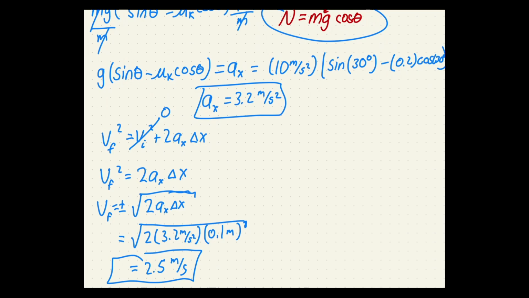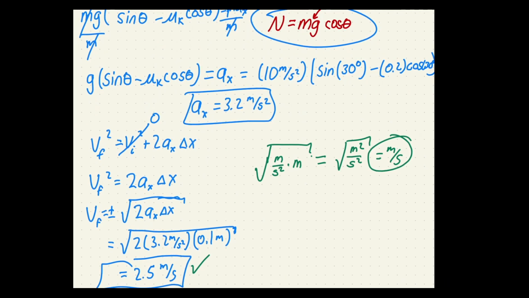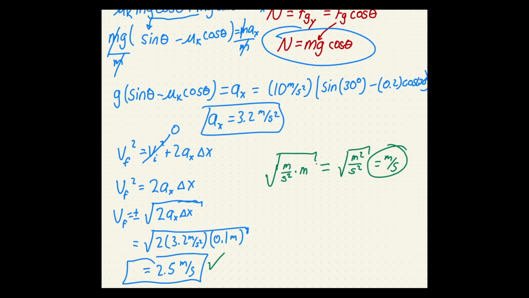But just to be thorough, let's look at some dimensional analysis. I have a square root, and inside that I have 2, which has no units. I have an acceleration of 3.2 meters per second squared, and I multiply that by a distance of meters. Ultimately, I will get the square root of meters squared over second squared, which is just meters per second, units of velocity. That's awesome. We're good. The answer would be 2.5 meters per second, and that would be our final velocity.